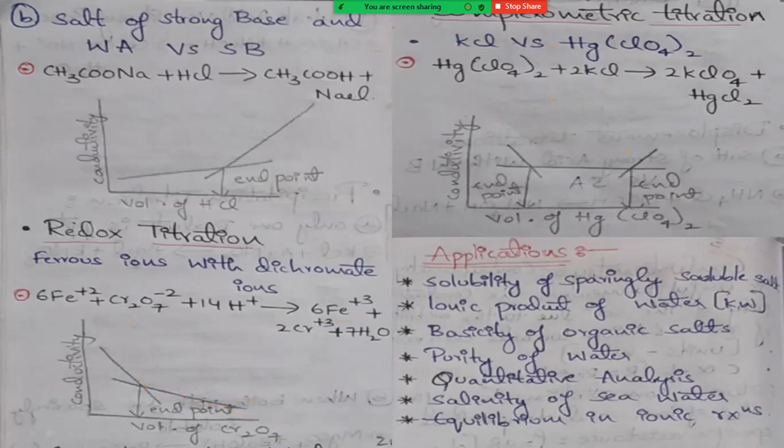That means we can clearly identify two endpoints here. This is one endpoint and this is the other endpoint. But the important point is that the second endpoint is the most considerable one. Why? Because at this endpoint, the reaction is completely finished, and it forms a complex, that is HgCl2. But what about the first endpoint? Here also HgCl2 will be formed, but that HgCl2 is not a stable form.